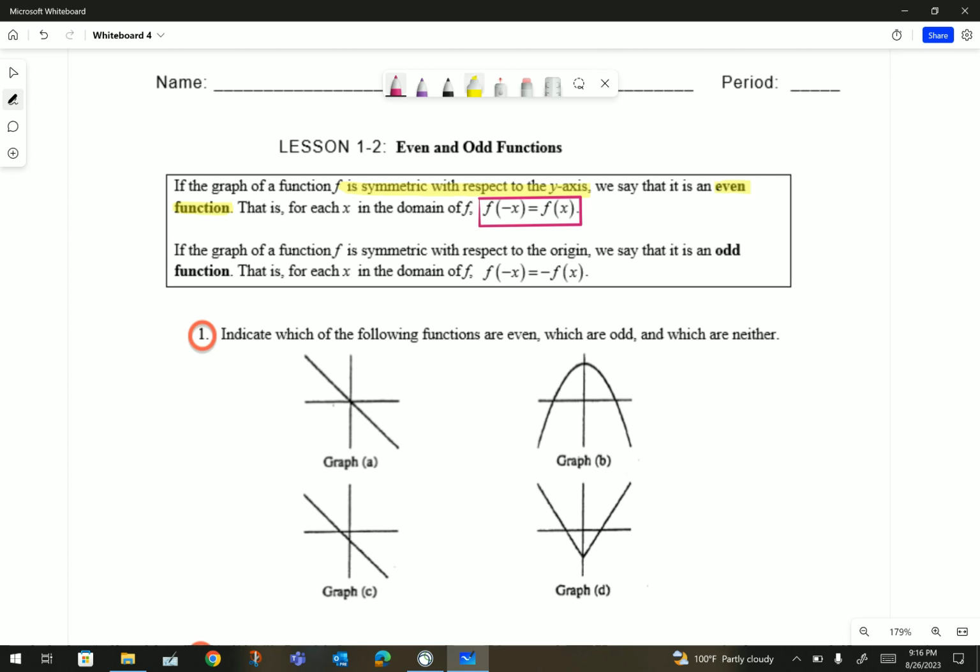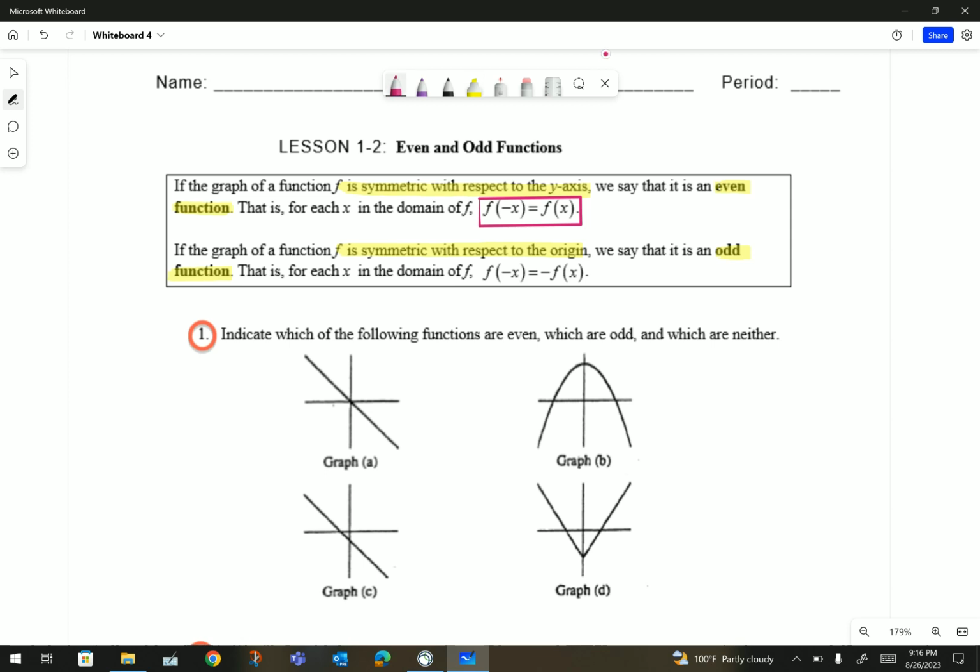Now, if the graph of a function is symmetric with respect to the origin, we're talking about an odd function. So there are two reflections, so to speak. If a portion of the graph reflects over the x-axis and then over the y-axis, and it's the same graph, then we say it's symmetric with respect to the origin.